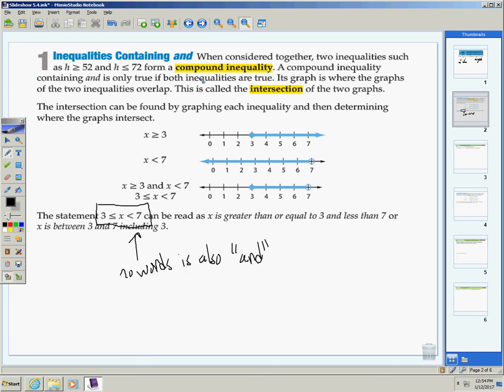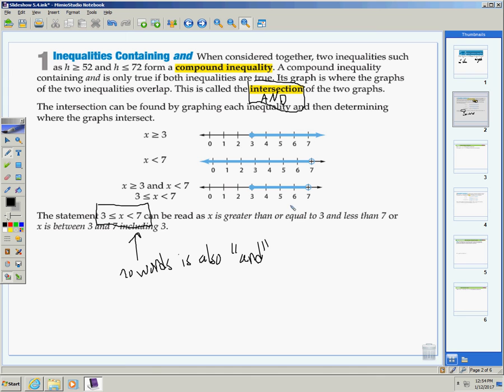Compound inequalities are when you have two different statements that are true. And whenever you see the word and, that means we're dealing with an intersection. And an intersection is where both things are true.